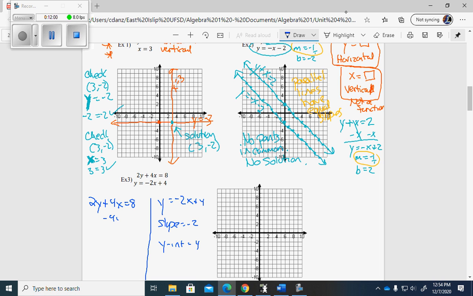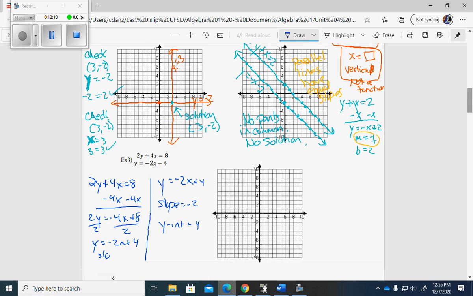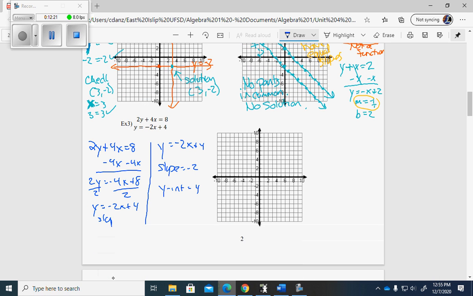So I will subtract 4x from both sides. I'll divide both sides by 2. And the slope is -2, and the y-intercept is 4. Are you noticing something interesting?